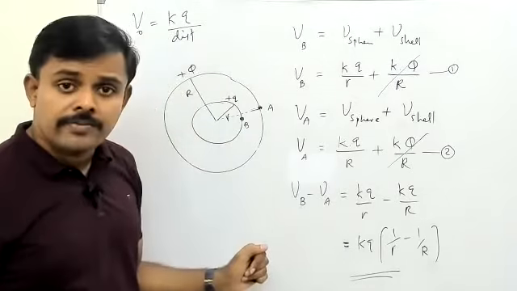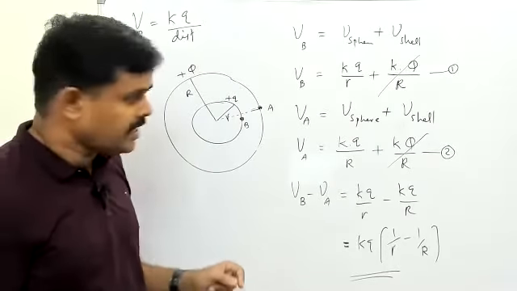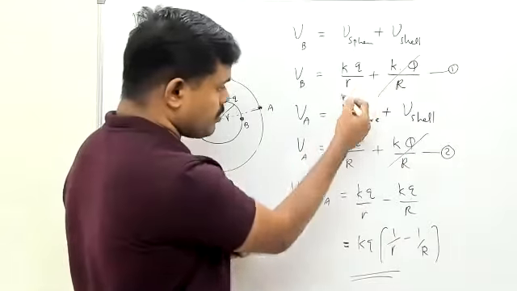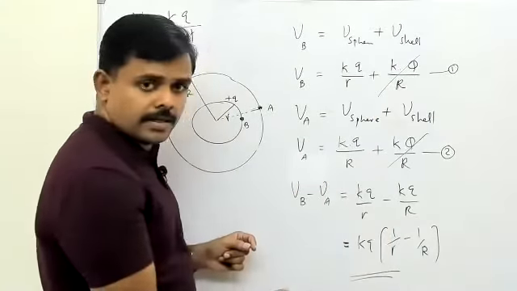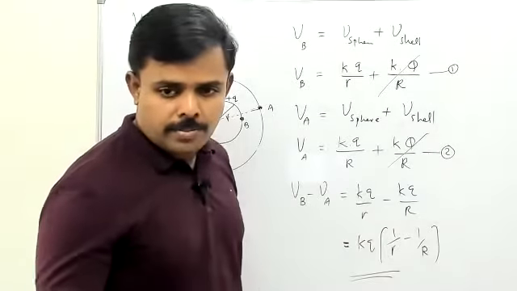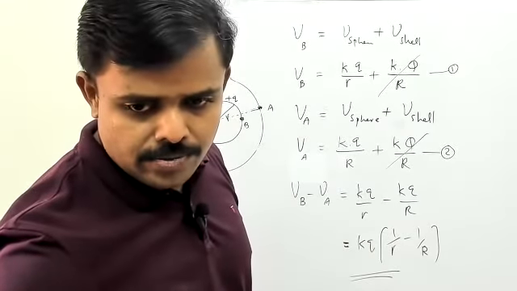You are asked to take the difference between potentials, potential difference, right? KQ by R being equal, they get cancelled. Kq by small letter r minus Kq by capital letter R. So if I take Kq outside, Kq into 1 by r minus 1 by capital letter R. Is that clear now?